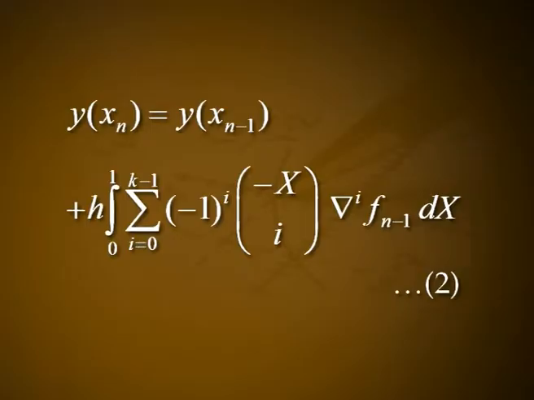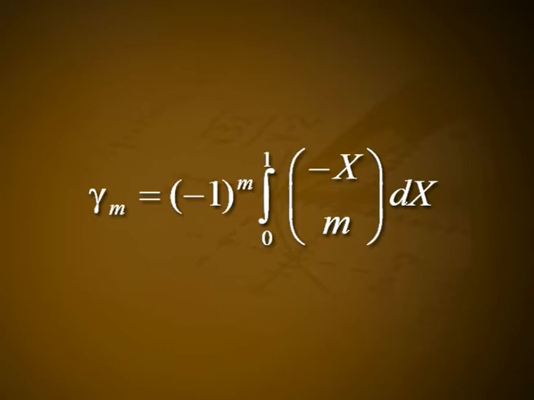Replacing f(x, y(x)) in equation 1 by p_{k-1}(x) and transforming the integral from x to s, we obtain y(x_n) = y(x_{n-1}) + h times the integral from 0 to 1 of summation over i from 0 to k-1 of (-1)^i (-s choose i) del^i f_{n-1} ds. Let it be equation number 2.